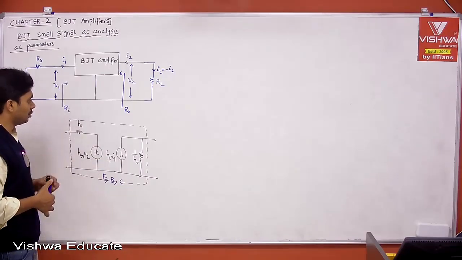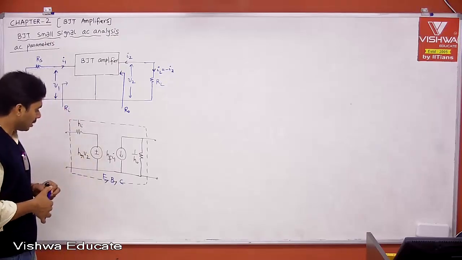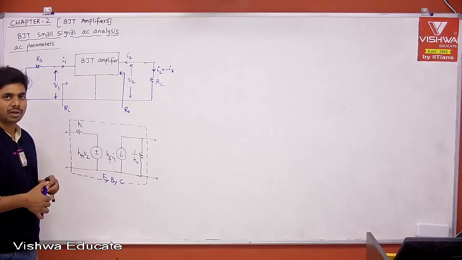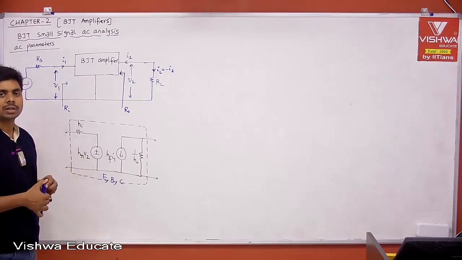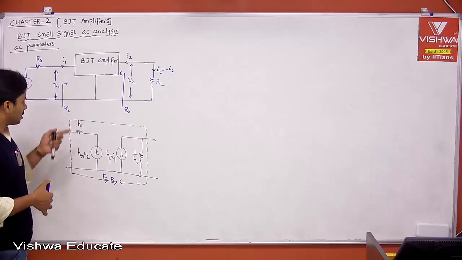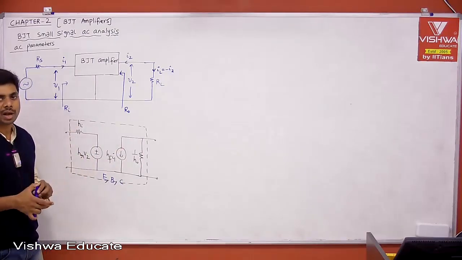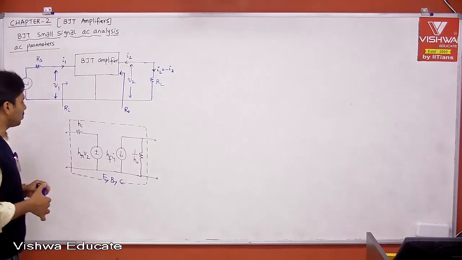Whatever H parameter model we got from two-port network analysis is generic, which we can use for any configuration, either common emitter, common base, or common collector. Only thing we need to do is, instead of HI, take the proper H parameters depending upon the configuration. That is one point.